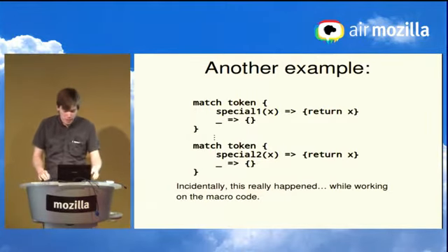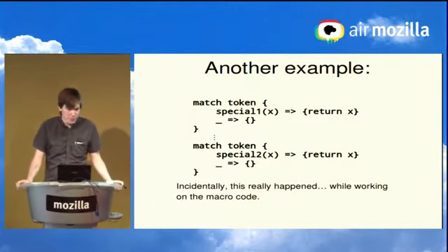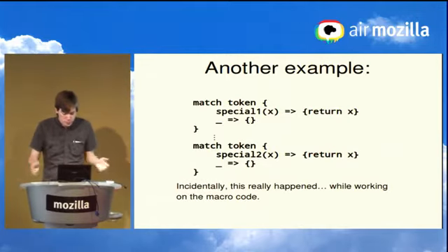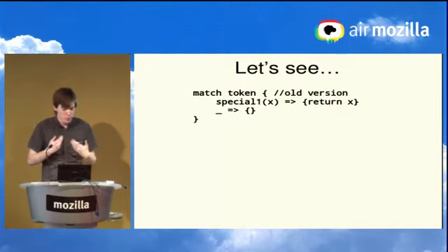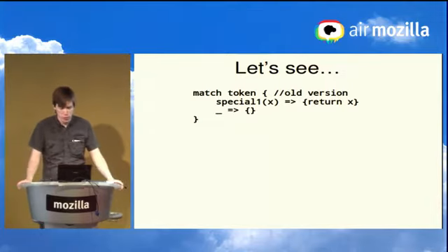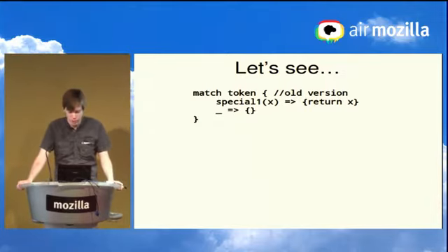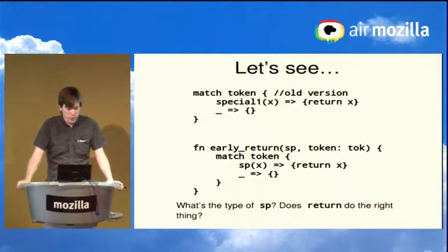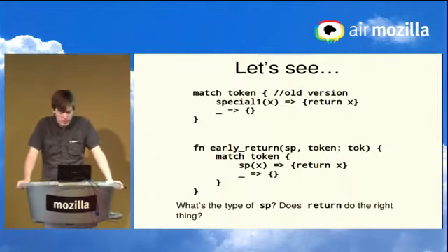So that's great. But we discover that we need to do this at multiple points in the parser. So we have code repetition. This is bad. Okay, so let's fix this. We'll break out a function. I've copied a version of one of the repetitions up as a template for making our function. If you make a function, call it early return, it takes an SP and a token, matches that token, sees if it's of the form SP of X, and returns X. Otherwise does nothing.